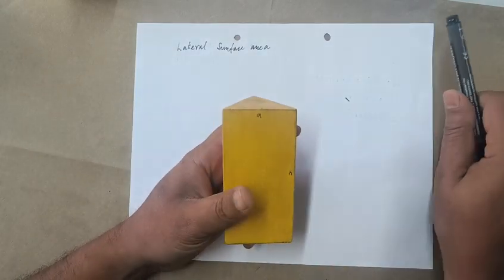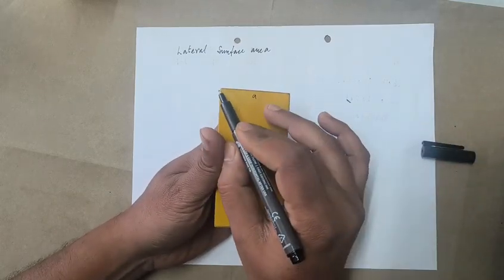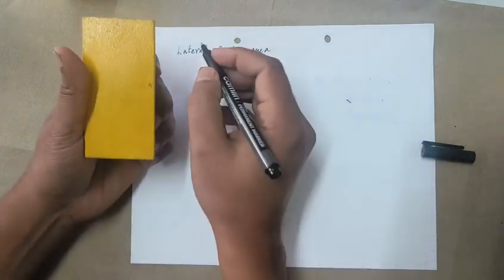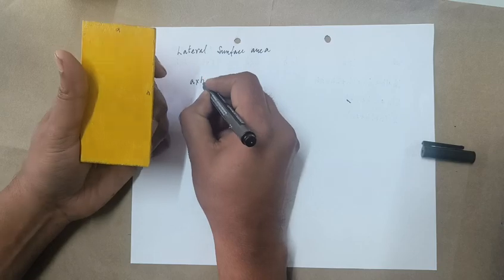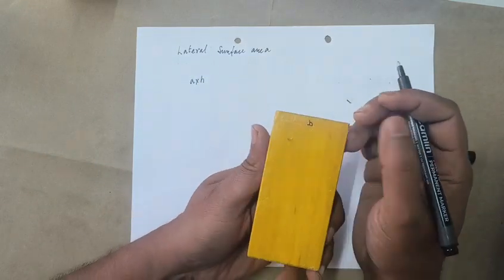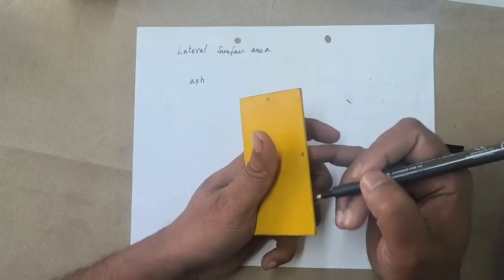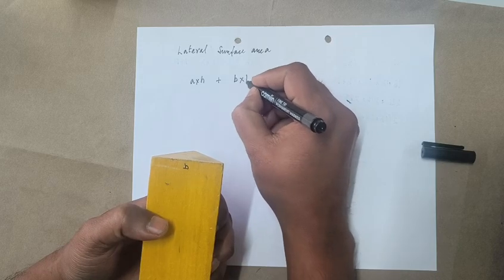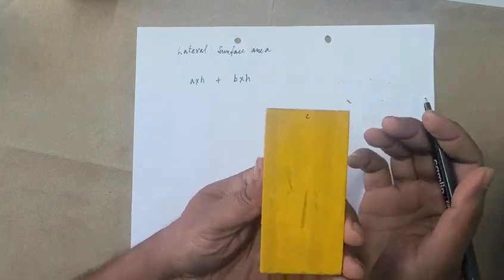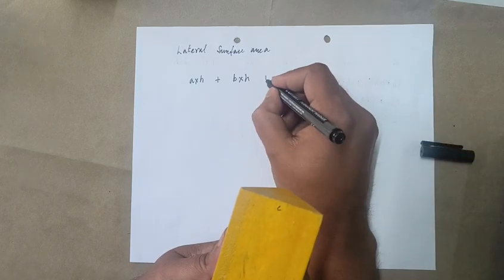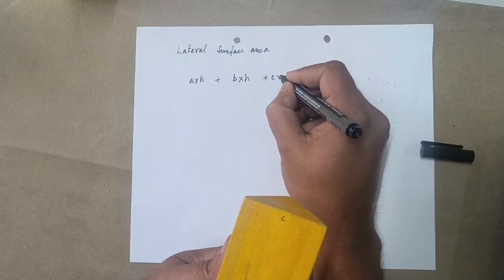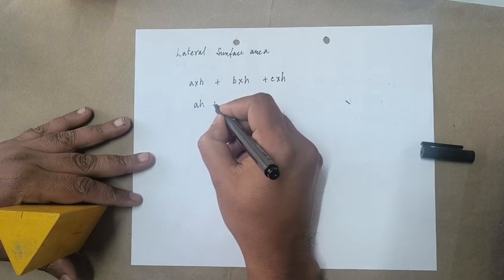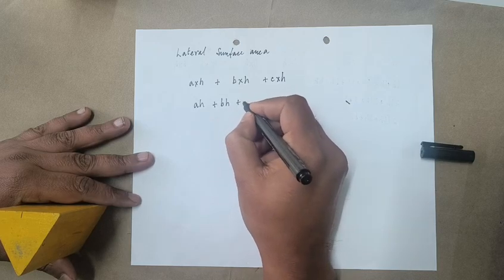If we look at the first face, the area of the first face will be given by the length, which is h, times the breadth, which we have called a. So let's call it a times h. For the second face, we will have b times the same height, h. And the third face will be c times h. So we can write this as ah plus bh plus ch.